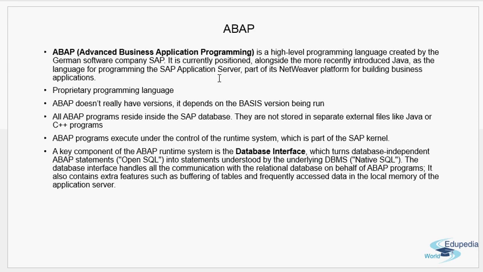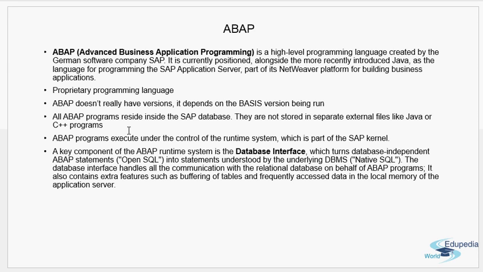In ABAP, all the programs are written. Later Java was also added, so SAP can now serve two types of requests, ABAP as well as Java. This is the actual proprietary programming language of SAP. ABAP doesn't really have versions; it depends on the basis version being run. So ABAP itself doesn't have any version; whatever the basis is, say 6.2, ABAP is also 6.2, or 700, the ABAP version is also 700.